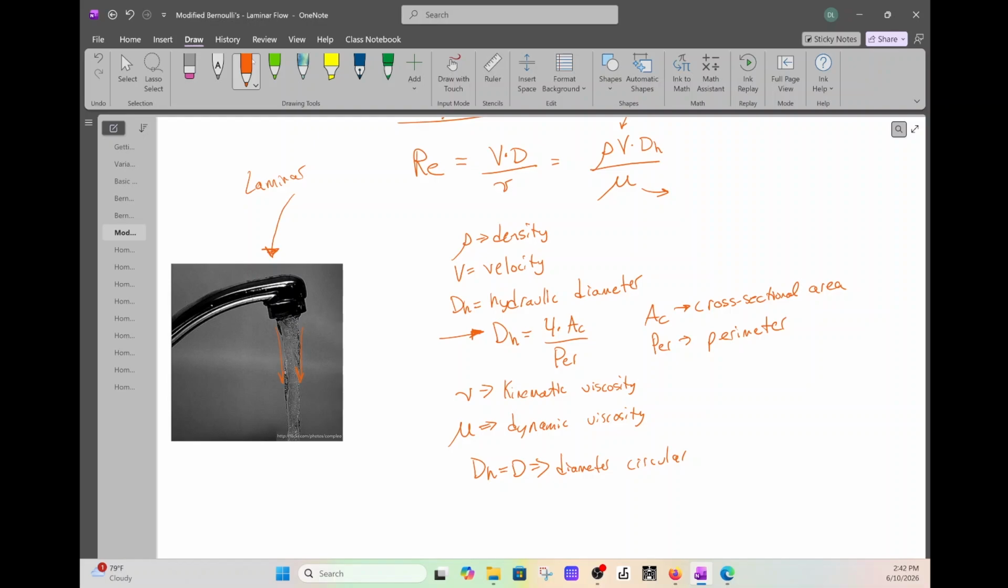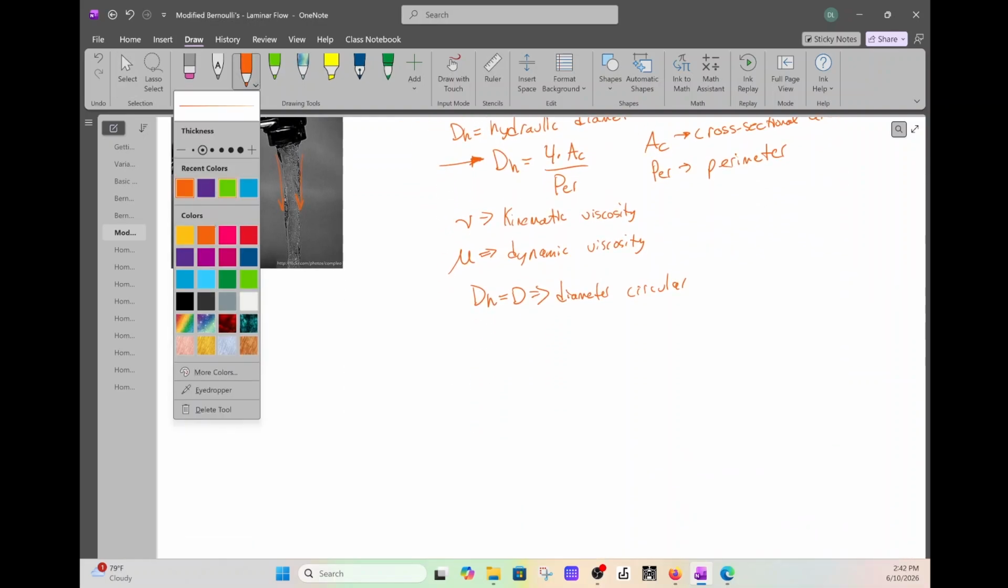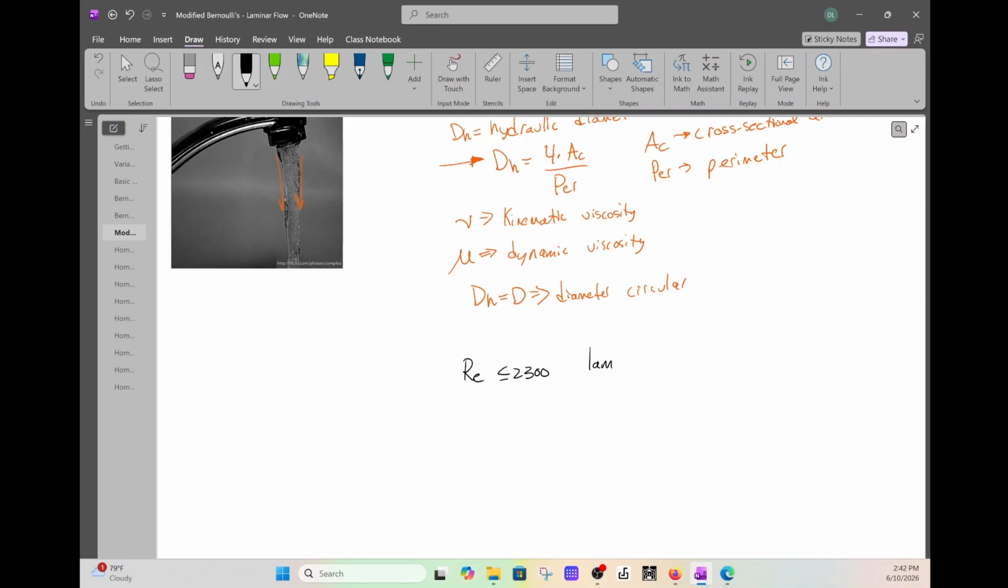All right. So let's define. If Re is less than or equal to 2300, that's laminar flow. Okay, that means you're going to get nice, smooth, clear. In between, Reynolds number 2,300 to 4,000, this is the transition. It's kind of where it's transitioning into turbulent. And then when the Reynolds number is greater than or equal to 4,000, it's turbulent.